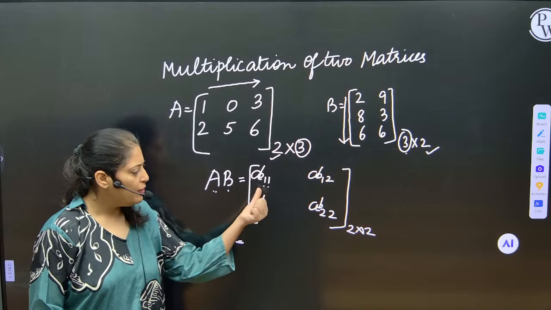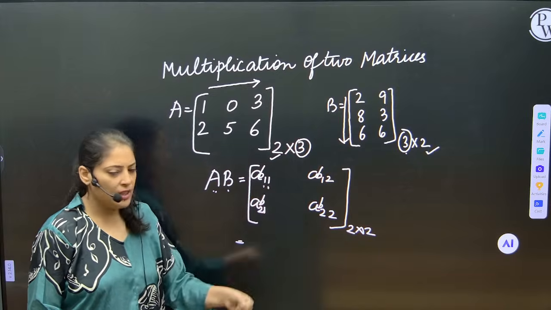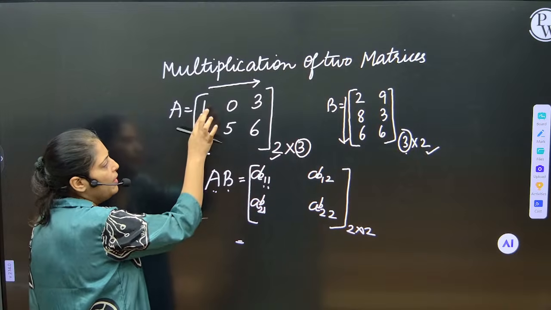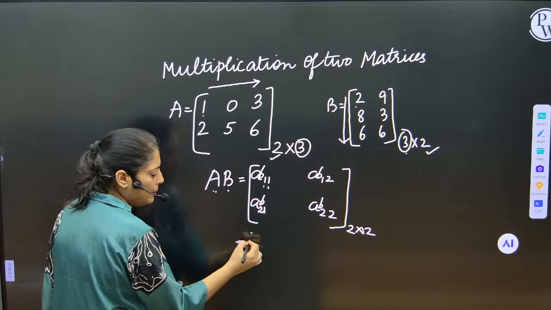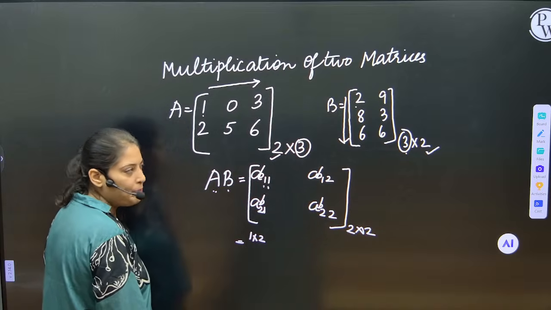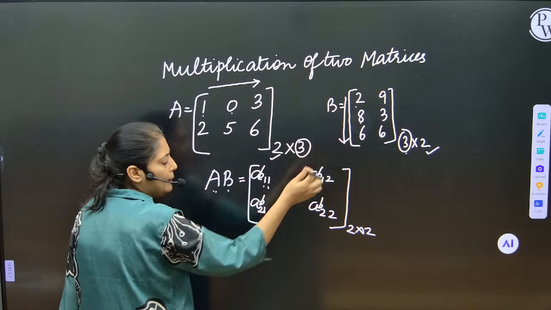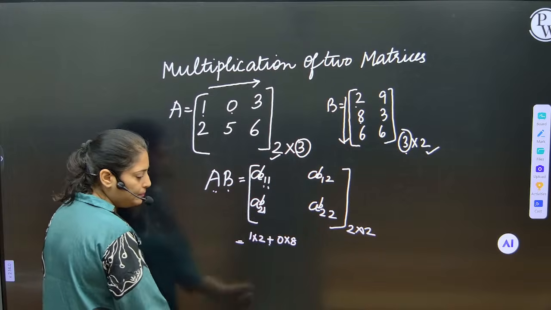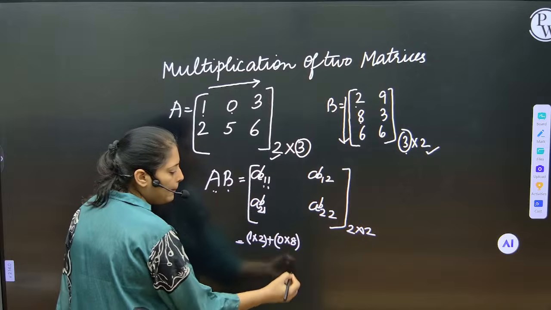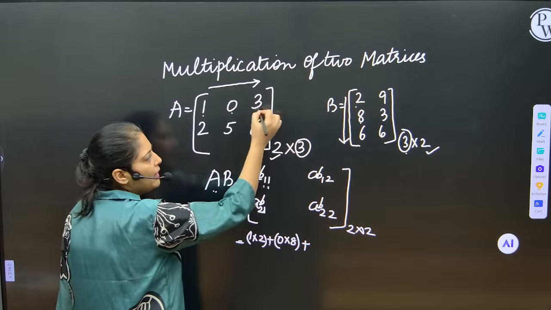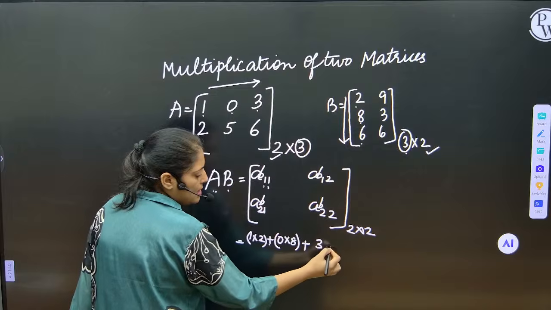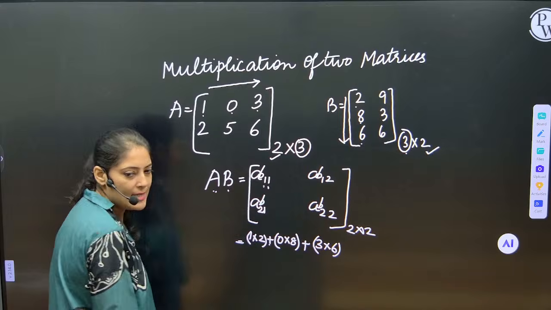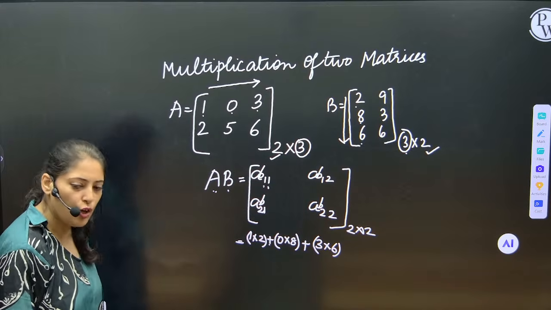1 1 means first row with the first column. I will multiply correspondingly. 1 will be multiplied with 2. 0 will be multiplied with 8. Inside, a plus sign will come. 3 will be multiplied with 6. This is the first row getting multiplied with the first column of the next matrix.